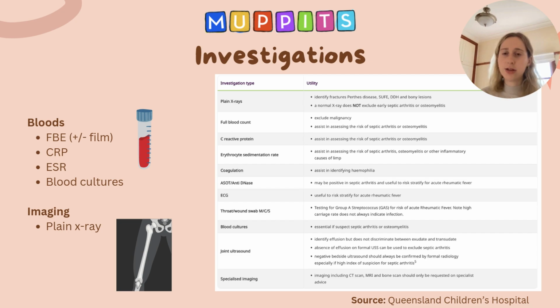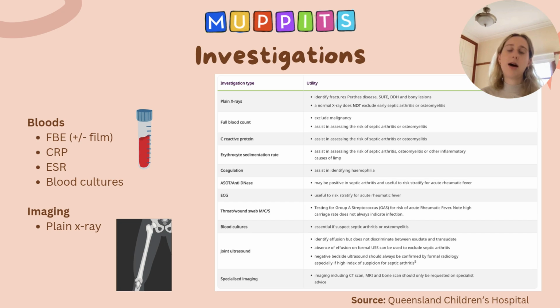Obviously, our investigations are going to differ massively depending on what we think are our likely differentials after we do our history and examination. The ones in text on the left are just some basic ones that are probably most likely to be performed all the time. So an FBE and film, because the white blood cell count could help us if we're thinking infection, but also all sorts of inflammation and particularly malignancy, like an acute lymphoblastic leukemia picture as well. And the film's going to be really helpful there.